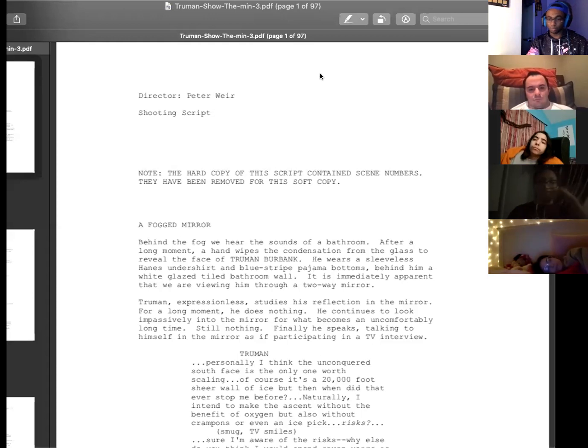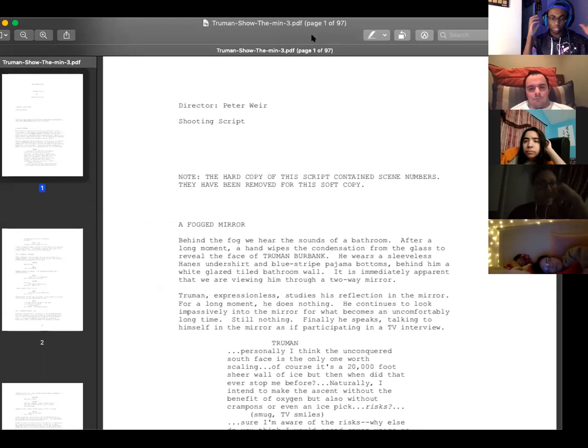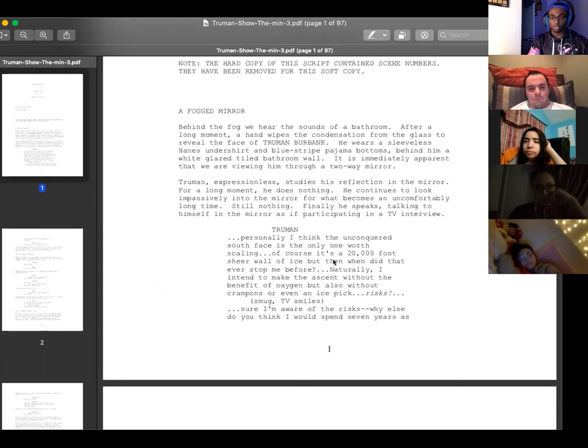Now, the first script I have here is from The Truman Show. It's one of the ones that I always keep on my computer because I love that movie. So, very basic things to go over when screenwriting: first, the way that you format it is actually extremely important. You just can't write it as if you're writing a regular story.